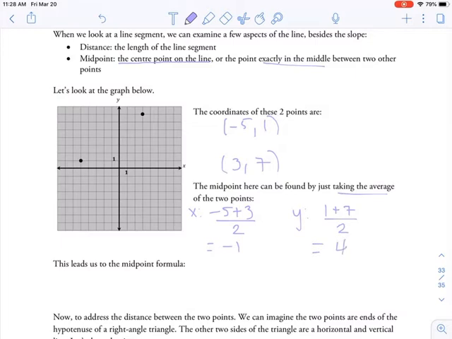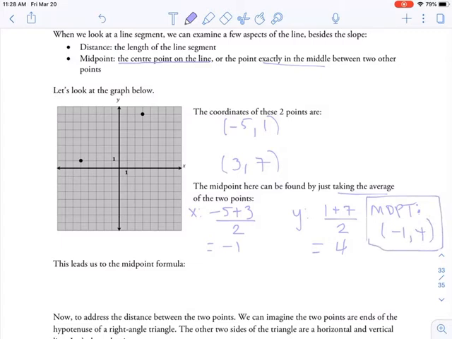Okay, and so that means that the midpoint is, that's how I often will represent midpoint, okay, just MDPT, midpoint, is -1, 4. Okay, so we can put a box around that as our answer.